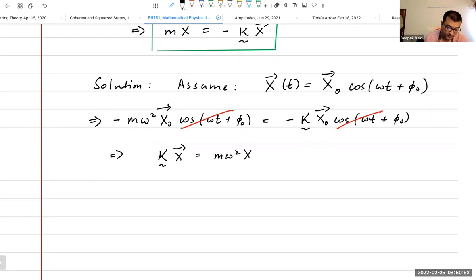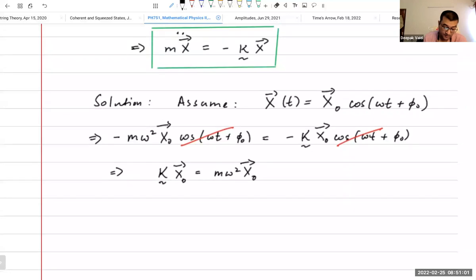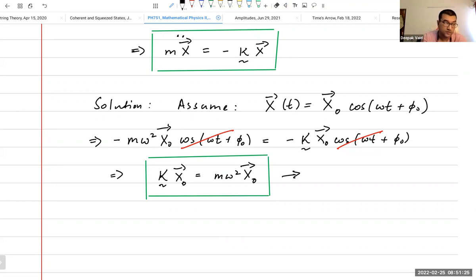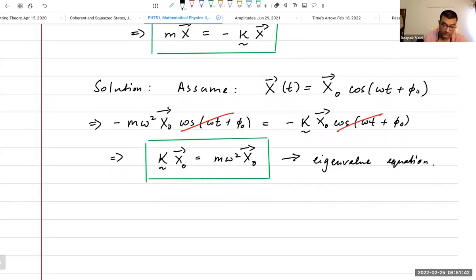K x naught equals m omega squared x naught. Okay. Now, what sort of equation is this? Can somebody tell me? Vishnu, what do I call this equation? Eigenvalue equation. Right. So this is an eigenvalue equation, right? And the matrix whose eigenvalues we are finding is this K matrix, and the eigenvalues are of this form, m omega squared.